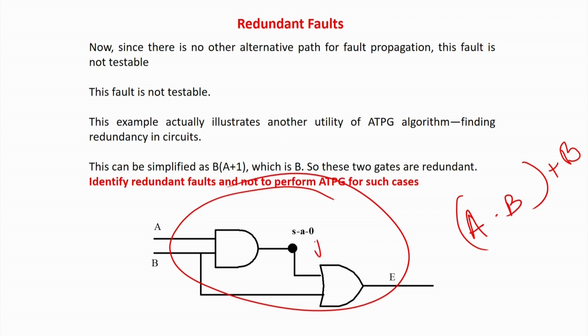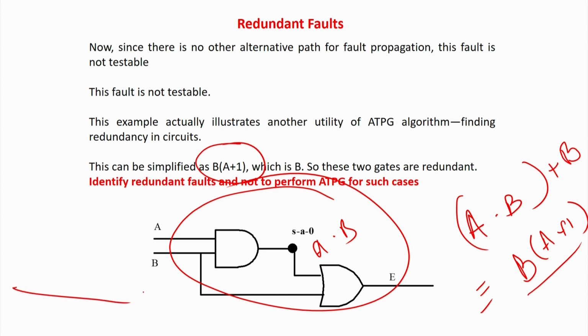So, this is A dot B and this is A dot B plus B. You can easily reduce it to the form A B plus B. That expression is equivalent to B into A plus 1. A plus 1 is nothing but 1, so the whole expression is nothing but a simple straight line. So, that means this is a redundant circuit.